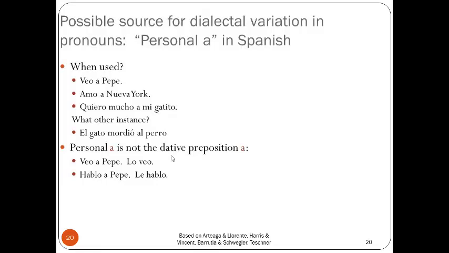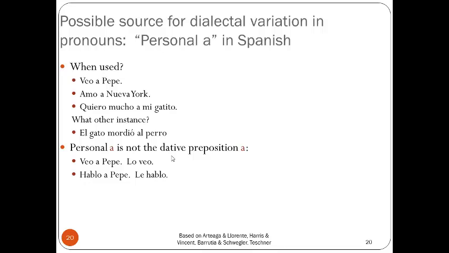So, why do we have all these variants in the Spanish pronominal system? Well, the source that Dr. Llorente and I argue for in our book is the personal a. We're having a word a that means two things. It means to, and it just marks a direct object that is a person or something dear to you. So, let's talk about the personal a.